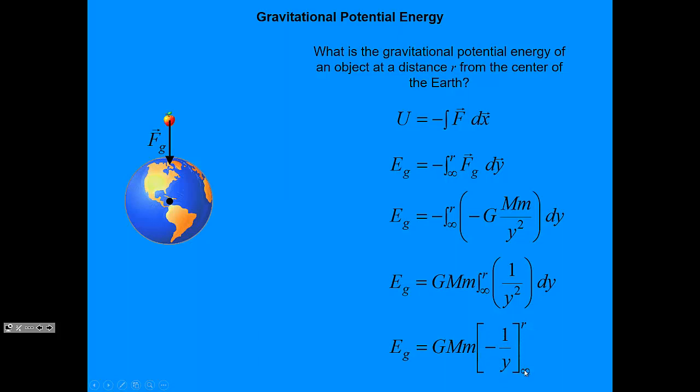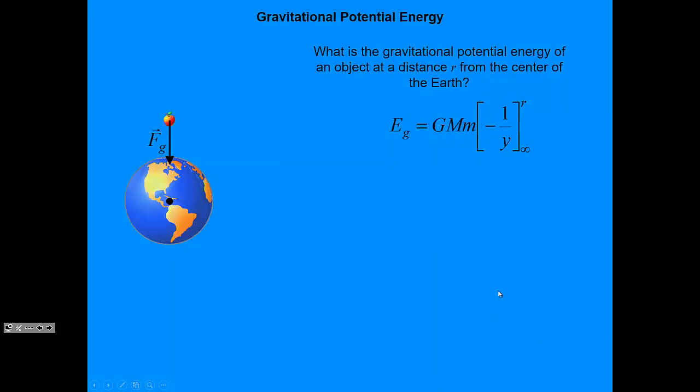And we have to evaluate it from infinity to r. Well, to do that, we evaluate it at the upper limit, r, minus evaluating it at the lower limit, infinity. Well, what's 1 over infinity? 0. Right? That was the whole reason we said, hey, yes, infinity would be 0 F of G and therefore 0 EG.